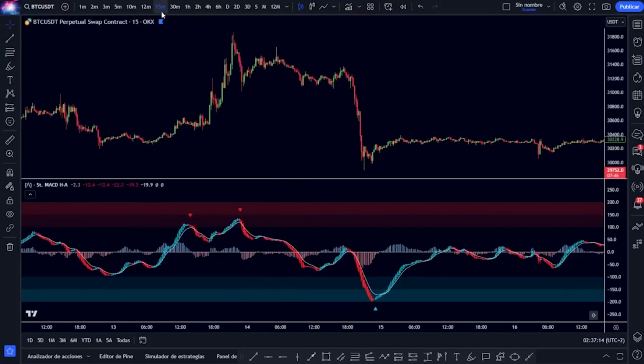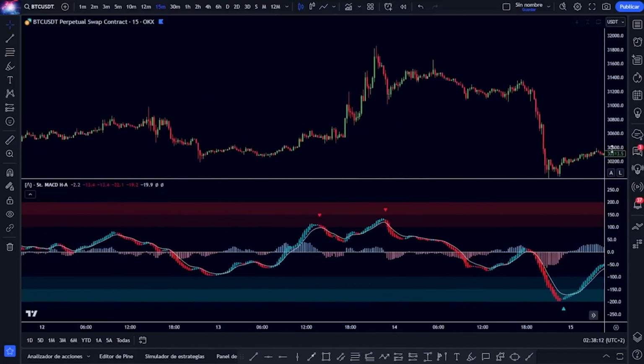At this moment we are in the 15-minute time frame, but this new indicator works incredibly well in 1 hour, 4 hours, or even down to 5 minutes for those of you who do scalping. But well, 15 minutes is one of my favorite time frames because it allows you to make operations of a few hours, which usually give you profits on the same day.